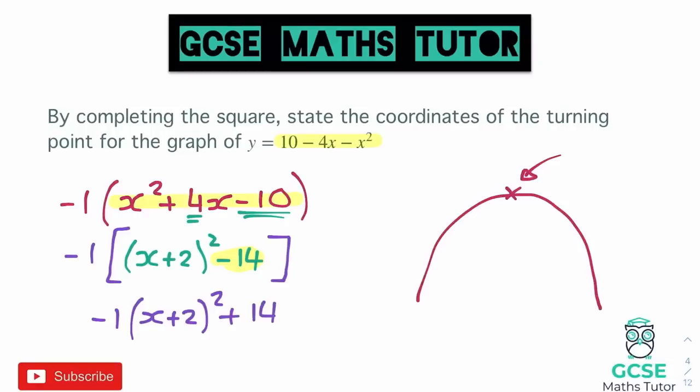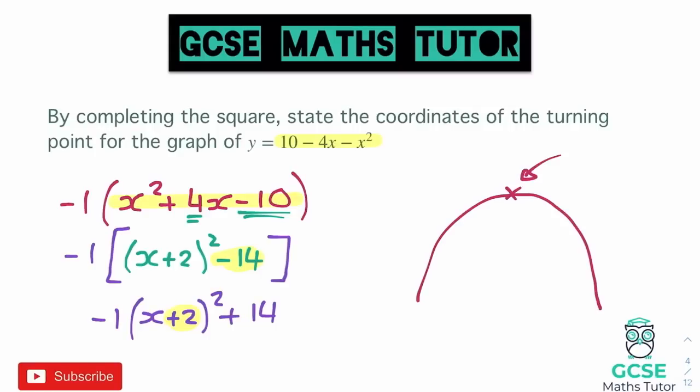And just like normal, we get our coordinates from this. So the x coordinate of the turning point is the opposite of the plus 2. And obviously I am going a little bit quicker than I would on the normal completing the square video. So do check that one out first if this is a bit beyond you.